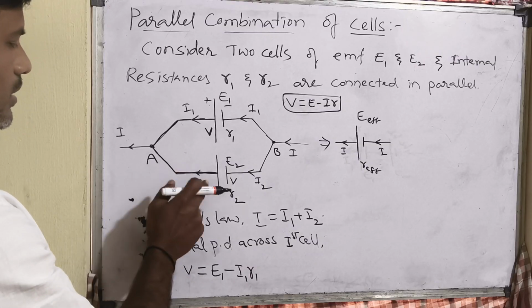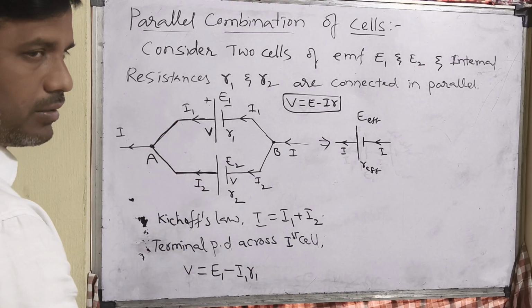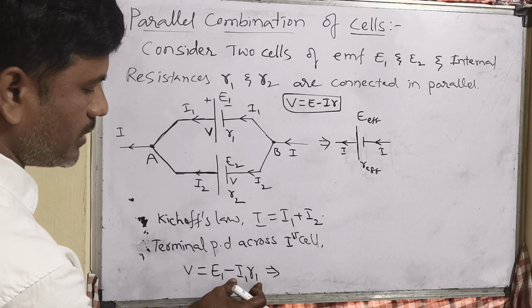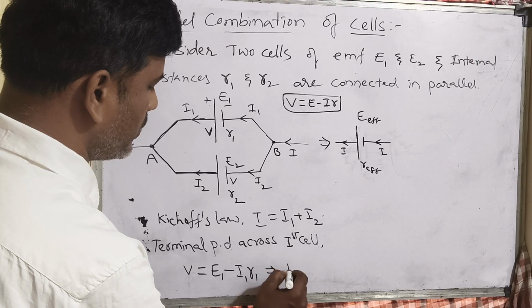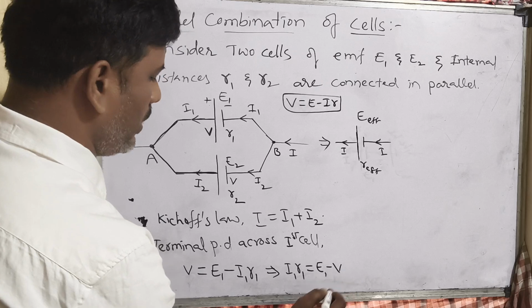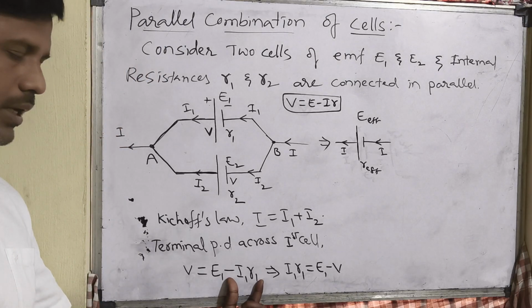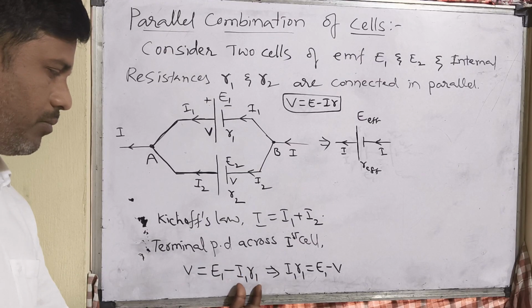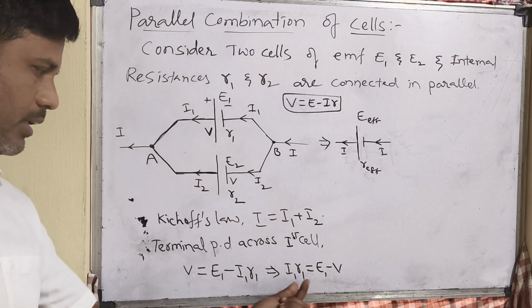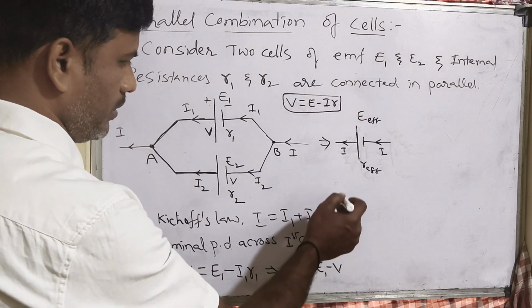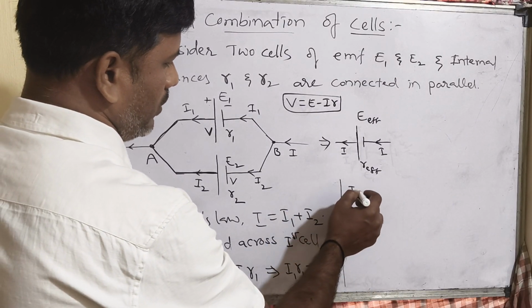At the VA junction, two cells are there, right? V equals E1 minus I1 R1. So now move I1 R1 to this side and V to the other side. So I1 R1 is equal to E1 minus V. Clear? Minus I1 R1 moves to this side, minus becomes plus, and plus V moves to the other side, becoming minus V. Clear?